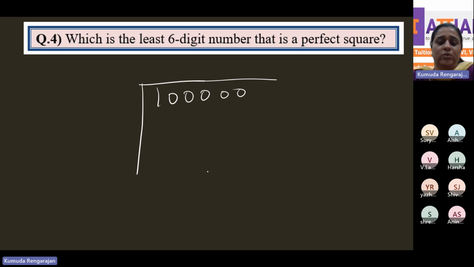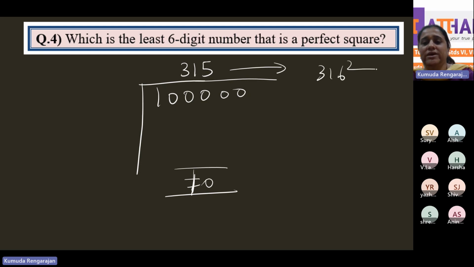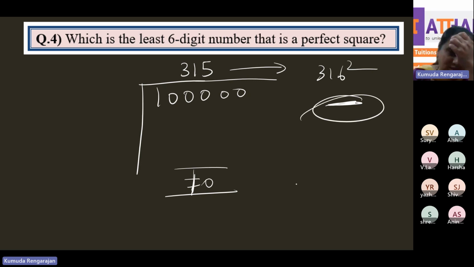It is not a perfect square, so you will not get remainder 0. The remainder will not be 0. Supposing the quotient is some 315, you just have to take the successor, 316, and square it. Whatever number you get, that number is the smallest 6-digit number that's a perfect square.